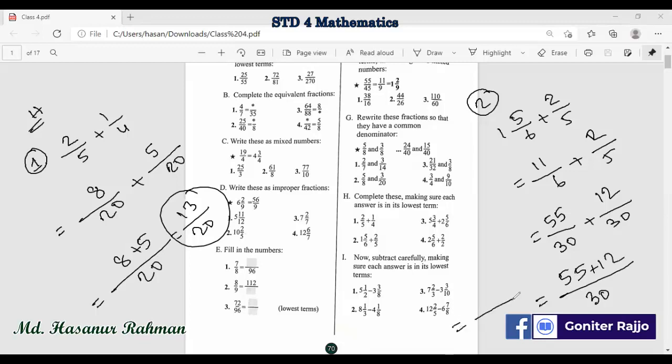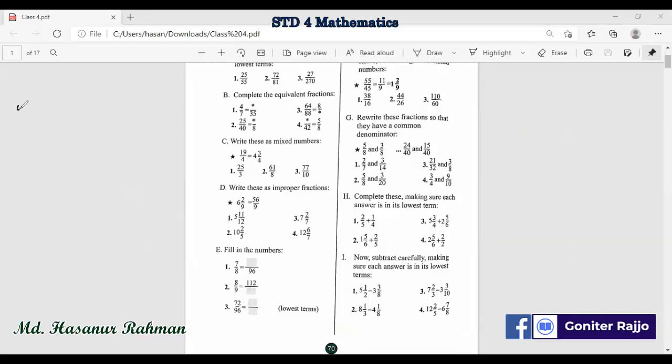So what is 55 plus 12? If we just add, then we'll get 5 plus 2, that is 7. 5 plus 1, that is 6. 67 by 30. So now if we convert this 67 by 30 into a mixed number, what will we get? We'll get 2 whole 7 by 30. Very simple one.